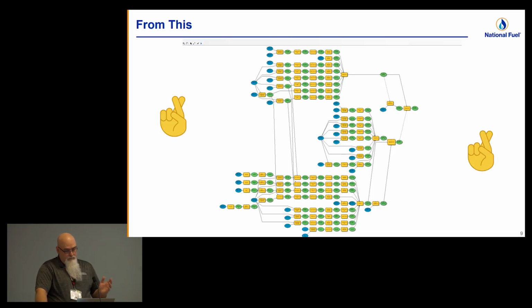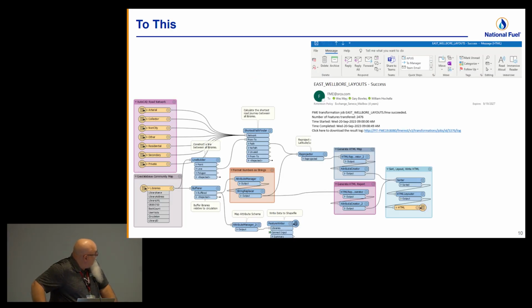So we went from this, where you would run that, cross your fingers and hope that it would work, to something where, like this, you can see that's an email up in the upper right corner that I get for every FME process that runs. And if it's successful, it says that there was success. If it fails, it says failure. And then you can see there's a link in there directly to the log file.